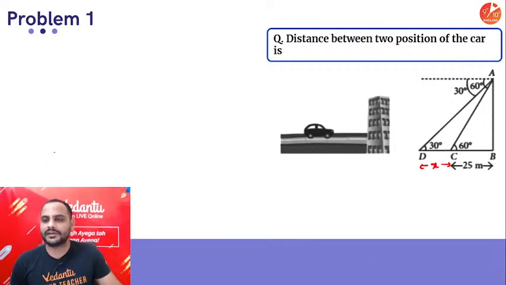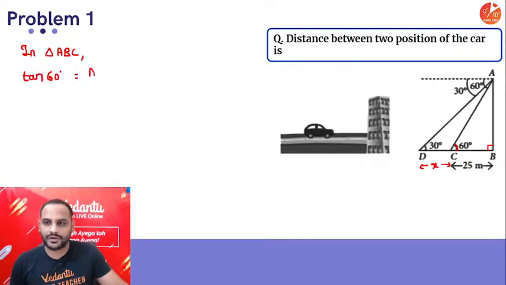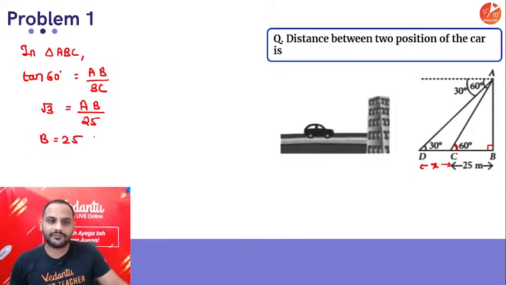If I start with triangle ABC, in triangle ABC, BC we know is 25, and AB we can easily find out. BC will be the base and AB will be the perpendicular, with theta at 60 degrees. So tan 60 degrees is equal to AB upon BC. Tan 60 is root 3, BC is 25, so AB is 25 root 3.